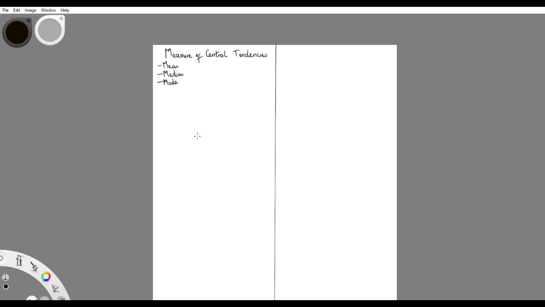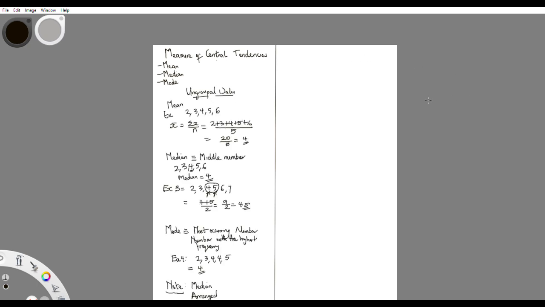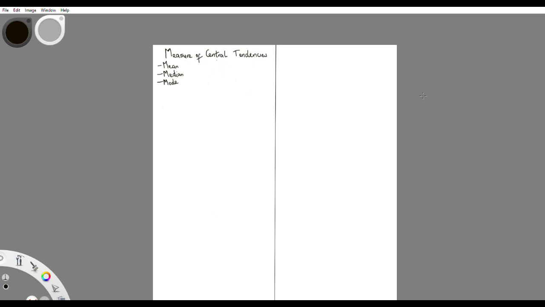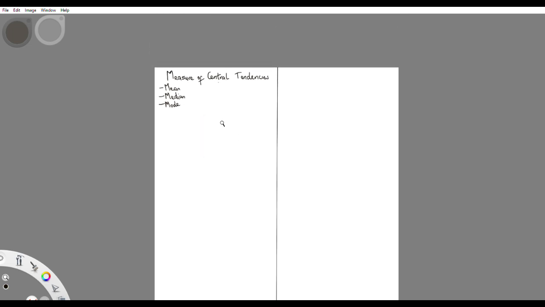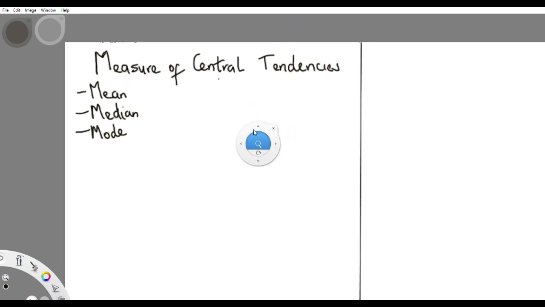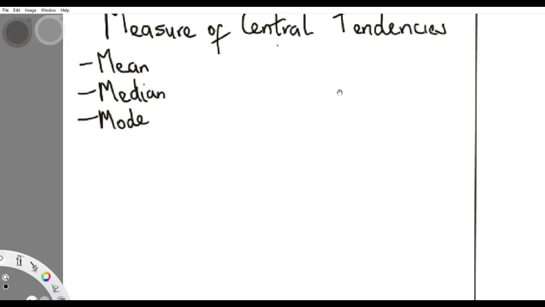Okay, we finished off the last one on grouped data, finding the measures of central tendency: the mean, the median, the mode. So now we are going to continue with grouped data, and still going to treat the mean, the median, and the mode.